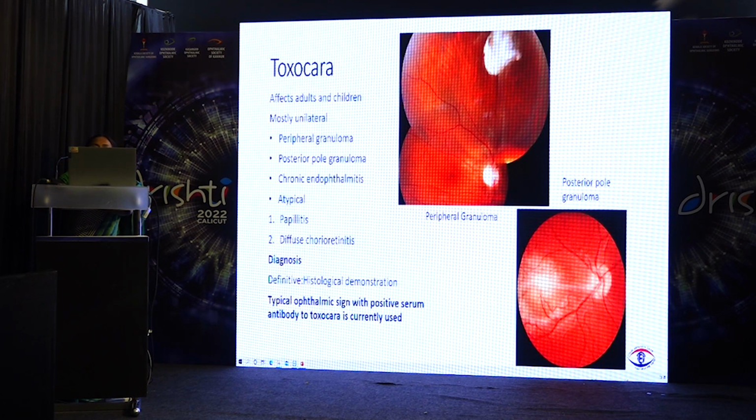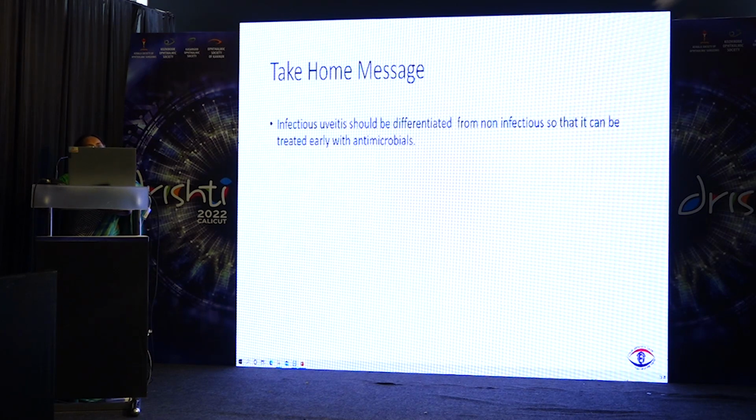This one is rare: toxocara. It affects adults and children, is mostly unilateral, and presents as peripheral granuloma, posterior pole granuloma or chronic endophthalmitis, atypical papillitis, or diffuse choroiditis. Take-home message: infectious should be differentiated from non-infectious so that it can be treated early with antimicrobials. Proper and timely referral to an infectious disease specialist is mandatory in these cases.